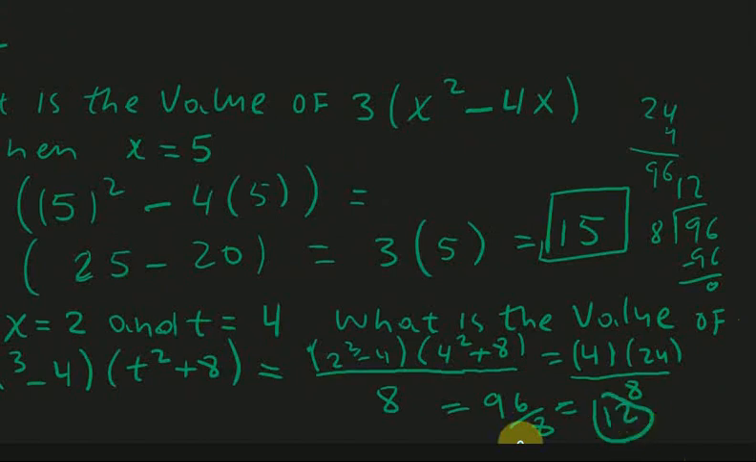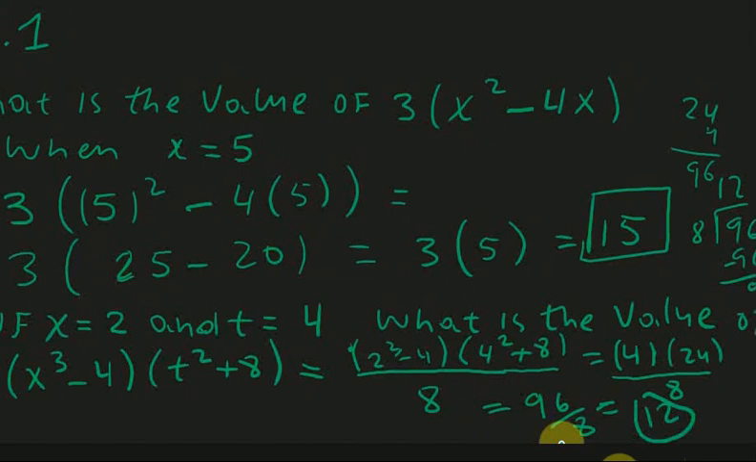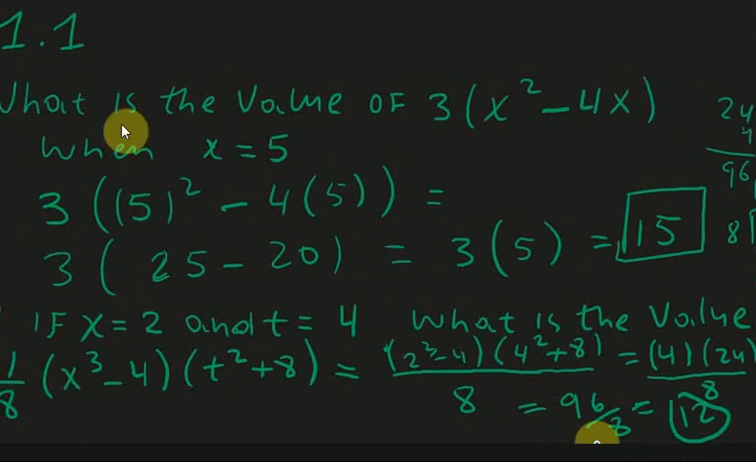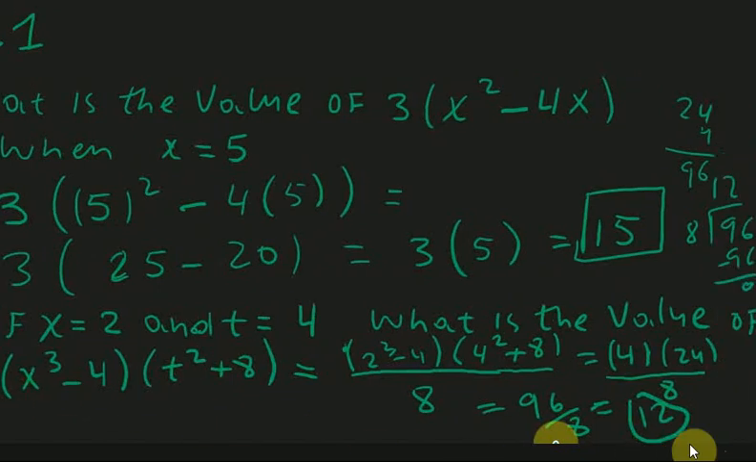So what this is saying is, when x equals 5, this term becomes 15. When x equals 2 and t equals 4, this expression equals 12. This is 8th grade pre-algebra.